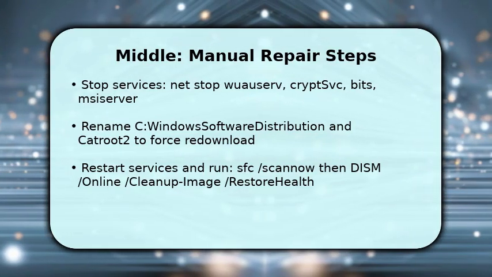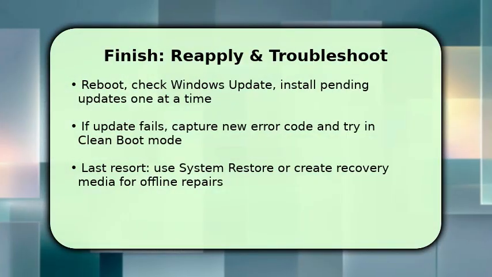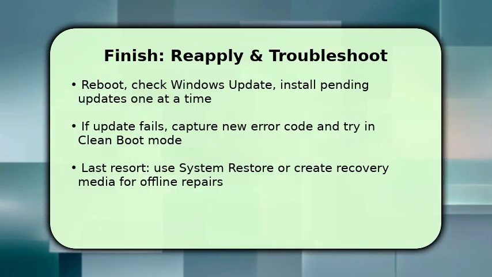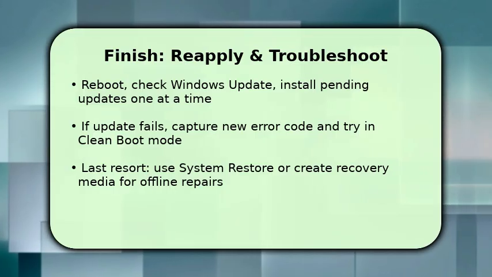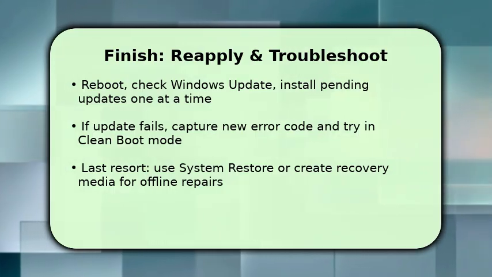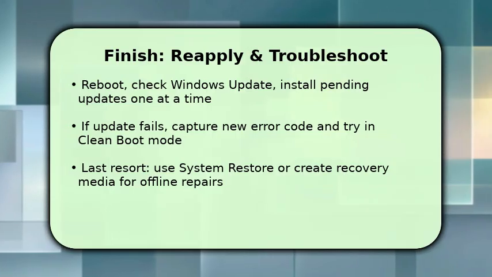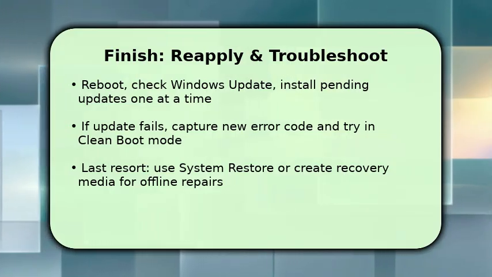Install pending updates one at a time to isolate failures. If an update still fails, capture the new error code and retry the install in clean boot mode so third-party apps don't interfere. If that doesn't work, use System Restore to return to a known good point or create recovery media to run offline repairs and uninstall the faulty update.